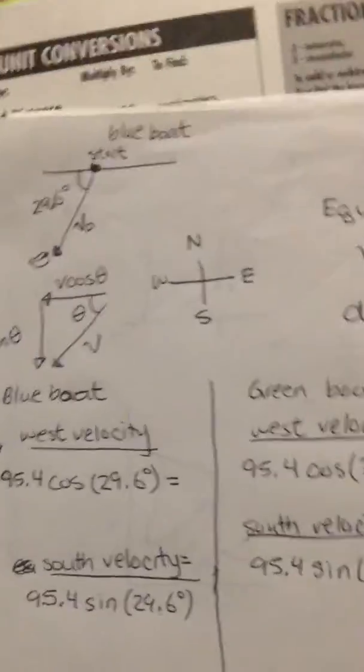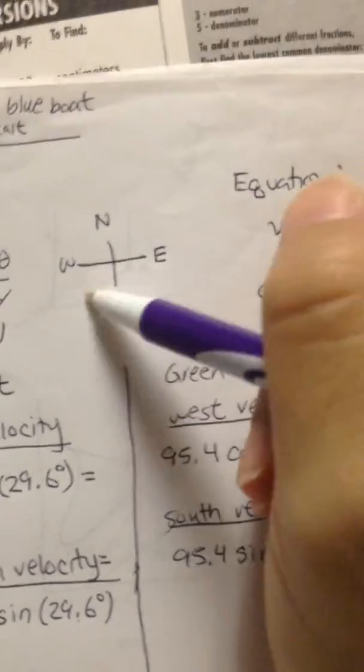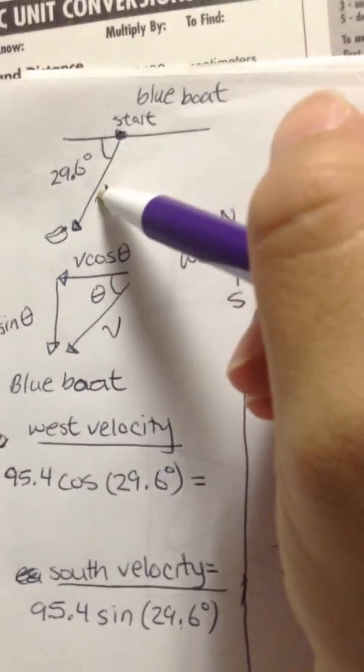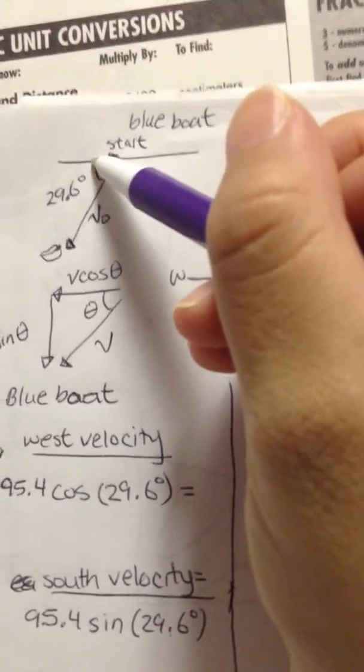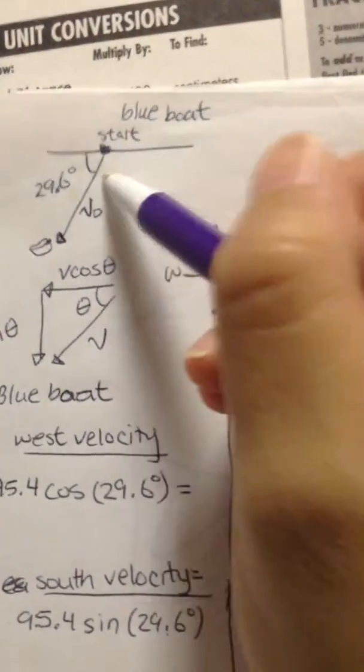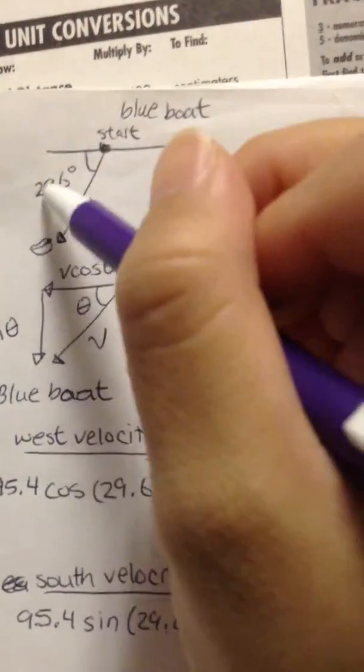Okay, so the question gives you the velocity is southwest, so it's going to be going this way. The boat starts right over here and it's going to start traveling down here to the southwest, at an angle like this from the horizon right over here. The blue boat is going to go at 29.6 degrees.